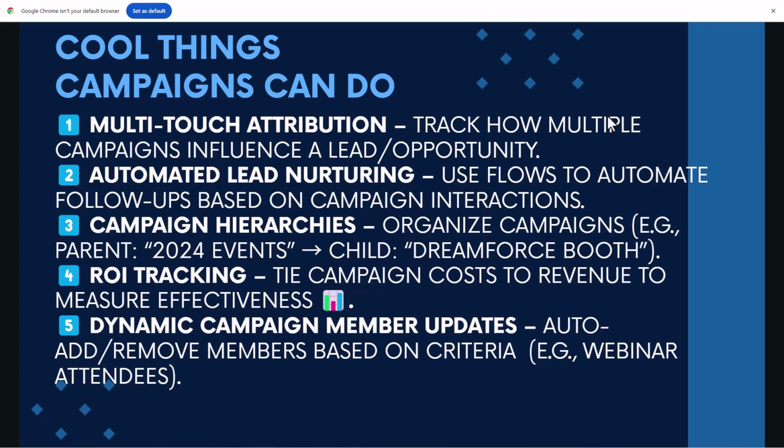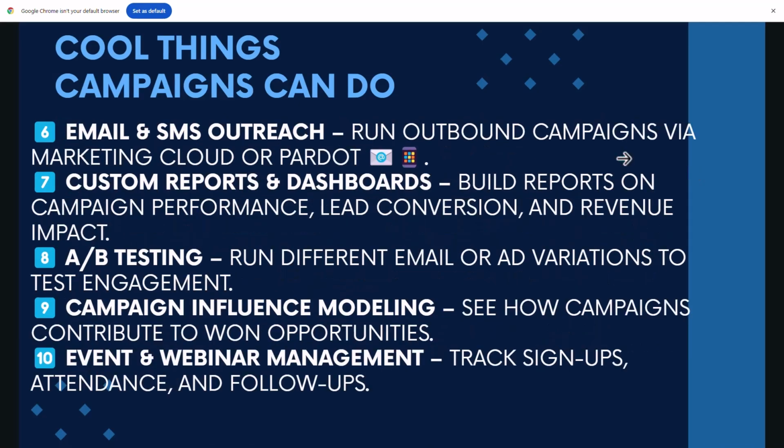So this allows us to auto remove members based on criteria. In a future video, I'm going to have a tip on how to do this easier with a free app from the App Exchange. We also have email and SMS outreach, so we can run outbound campaigns via Marketing Cloud or Pardot. Custom reports and dashboards, so we can build reports based on campaign performance, lead conversions, and revenue impact.